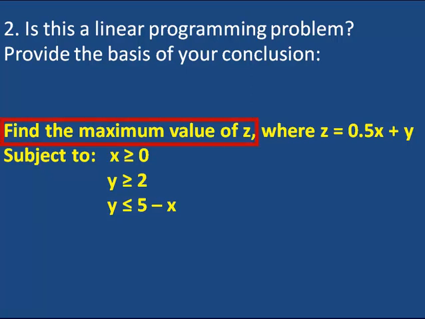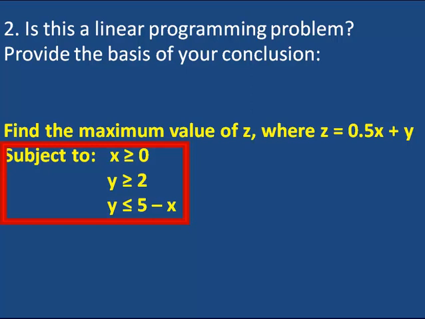Okay, we have a find the maximum value of z. It's optimization. Here's the formulation of z. It says z equals 0.5x plus y. That's a linear function. Okay. Now, let's look at the domain. In this case, this function here is a real valued function of two variables. So the domain are the allowable x, y's.